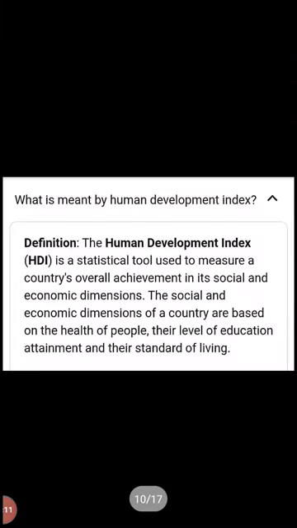Human Development Index is a statistical tool. This is the practical method which is used to measure a country's overall achievement in its social and economic dimensions. As I told you earlier, three things are included: health, education and standard of living. HDI gives an overall index of economic development. Human Development Index is important for us because it is a better measure of a country's progress. We can estimate whether a country is growing or not through HDI.